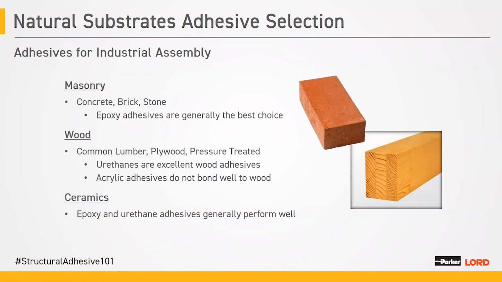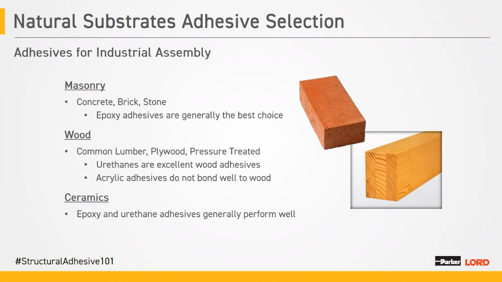Wood, if you're bonding to other materials, so cross-bonding, lumber, plywood, pressure-treated materials, urethanes make excellent choices. Acrylics are not so much, although they do offer a faster cure rate. They have some reactions with wood where they may not bond as well.